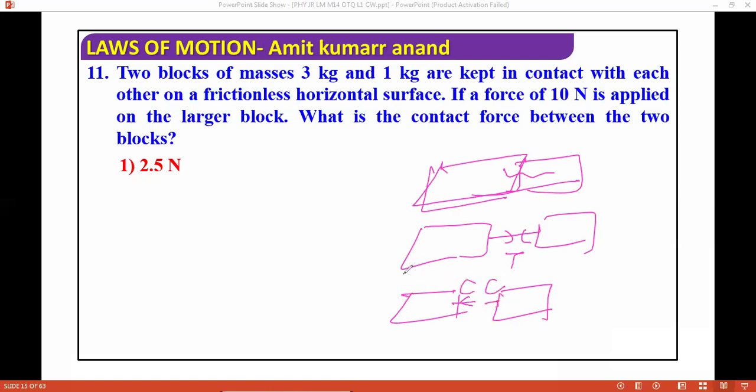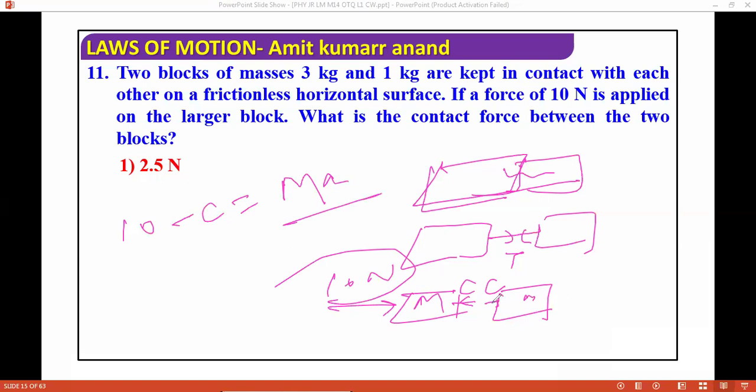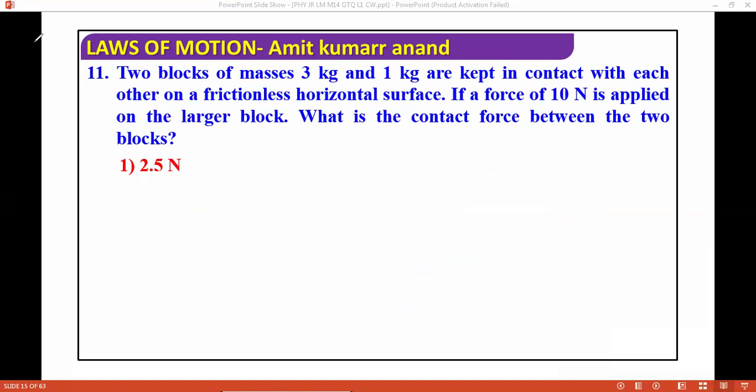Then again you can apply Newton's law and write the equations. Suppose a force of 10 Newton is applied on the larger block, with mass capital M, and the other mass is small m. How do we write the equation? 10 Newton minus C equals capital M into A. That is one equation. And on the other block, only C is applied, so C equals small m into A. You can solve both equations to get the value of the contact force. This is a very important concept from the JEE point of view.